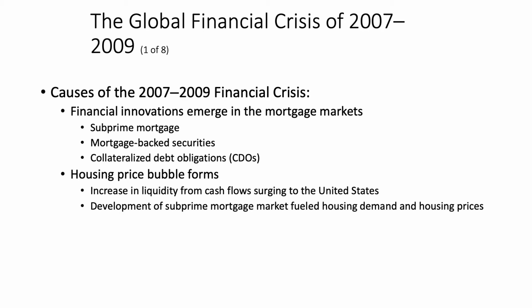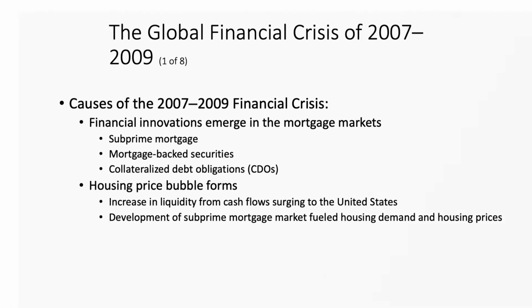Well, this in part allows for an explosion of lending, right? We now have this safe way to create mortgages, and so now we can create more mortgages to this subprime market. This led to an increase in liquidity from cash flows surging into the United States and the development of the subprime mortgage market, fueling housing demand and fueling home prices.